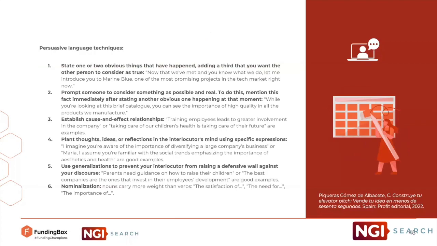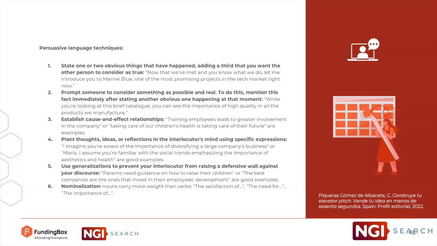Here we have some techniques for persuasive language that you may find useful. For instance, state one or two obvious things that have really happened, adding a third that you want the other person to consider as true. For instance, now that we have met, this is true, and you know what we do, this is true, let me introduce Marine Blue, one of the most promising projects in the tech market right now. And this statement is one that I want the other person to consider as true.